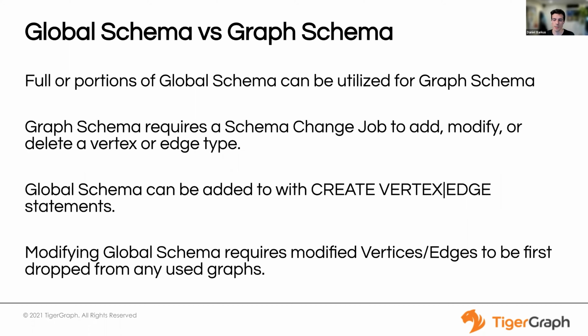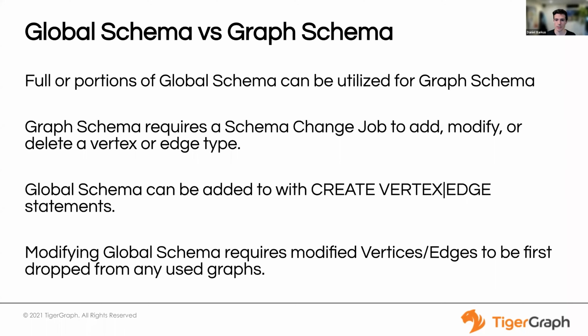Like I said, the global schema exists on the solution, and you can pull as much or as little from the global schema as you want into any of your graph schemas. So if you have a global schema with a bunch of vertices in it, and you only care about 3 of them in one particular graph, that's all you need to bring in. If you don't care about any of them, you don't have to bring in any of them. If you want to just duplicate that global schema within your graph, you can do that as well. So there's plenty of options there as far as global and graph schema goes.